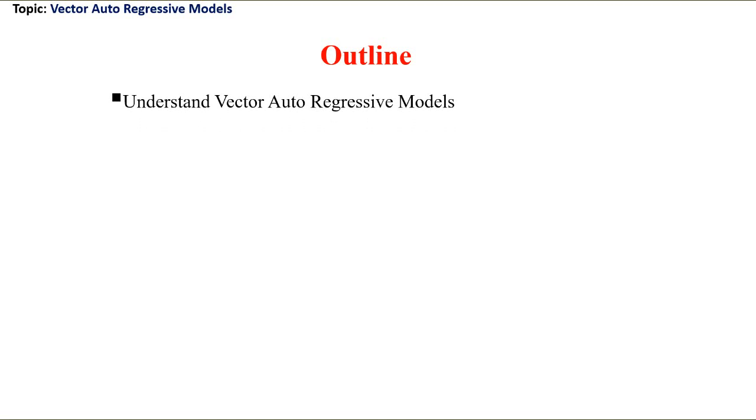So here are the outlines of the lecture for today. We will try to understand the vector autoregressive model, and we will derive the basic equations that are required for the vector autoregressive models. And then our second objective for this lecture is that we will be discussing the advantages and disadvantages of vector autoregressive model.